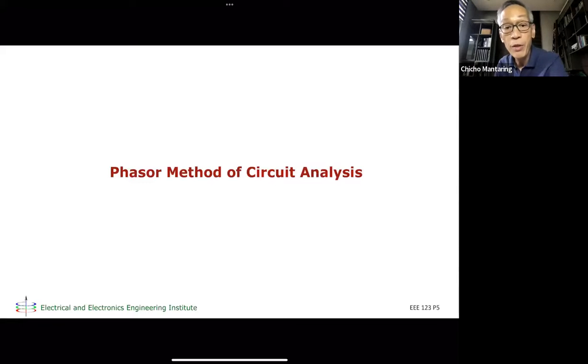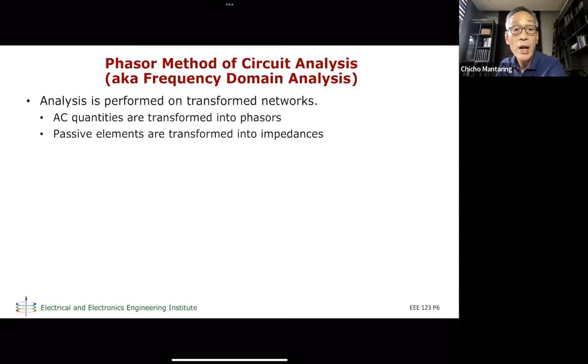Okay, so we're going to jump into the phasor method of circuit analysis. You also call this the frequency domain analysis. And what we do in the phasor method of circuit analysis is performed on transformed networks. How do we transform the network? If we have a network, we transform it by transforming the AC quantities into phasors and transforming the passive elements into impedances. So in our network, if the excitation is AC, all the AC quantities we will make phasors, and all the passive elements we will make impedances.